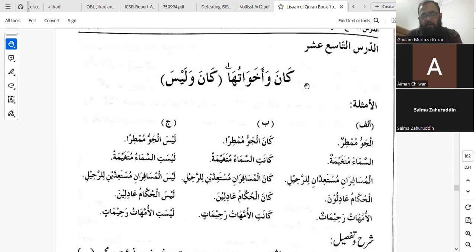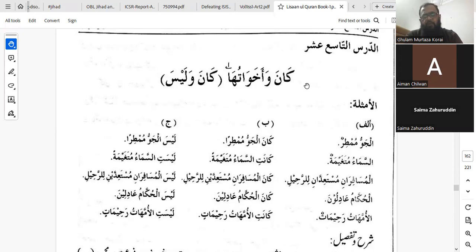So for the sake of repetition, and repetition is the mother of expertise, we have discussed two af'al. They are kana and laysa, and they are known as kana wa akhwatuha. At the moment we are discussing only two. They have also other forms. We'll learn them in the second book, inshallah. We are not hurrying now because we're doing, alhamdulillah, good with a good pace.